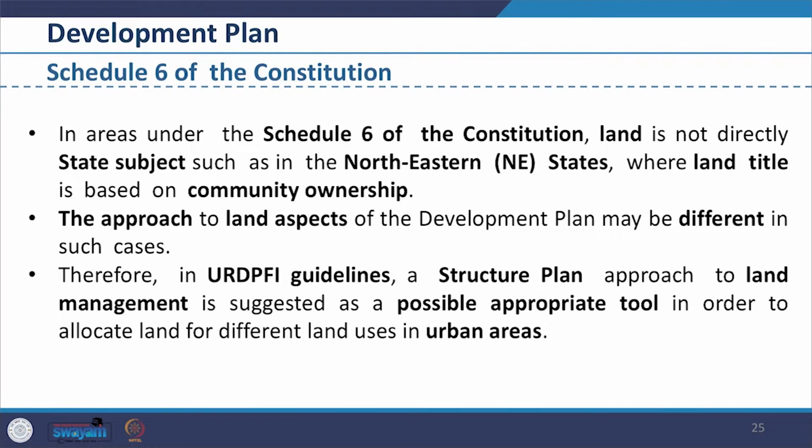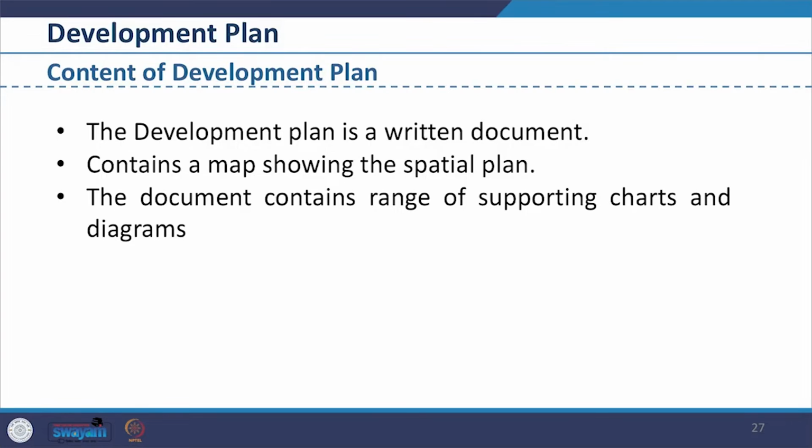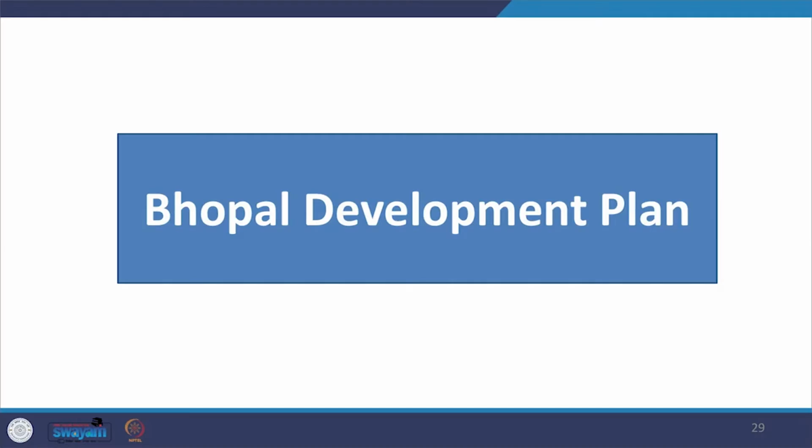The approach to land aspect of the development plan may be different in such cases. We will look at the content of the development plan. The development plan is a written document and contains a map showing the spatial plan, and the document contains a range of supporting charts and diagrams. We will simultaneously walk through the URDPFI guidelines and the Bhopal Development Plan 2031 draft document to understand the purpose and details of the development plan.